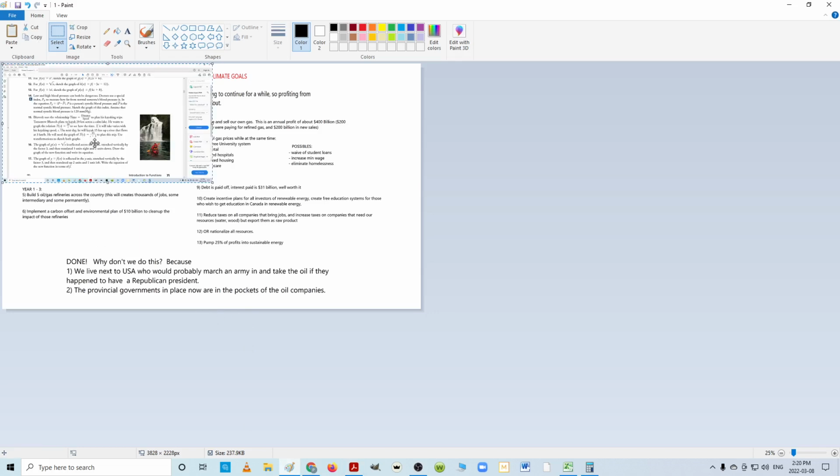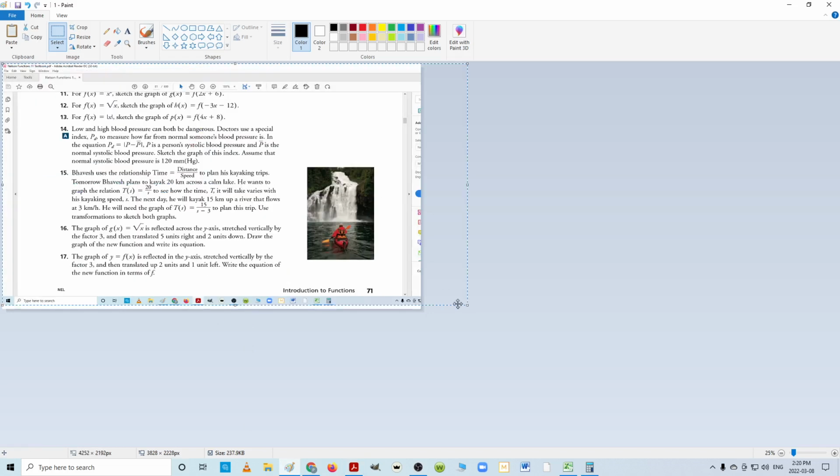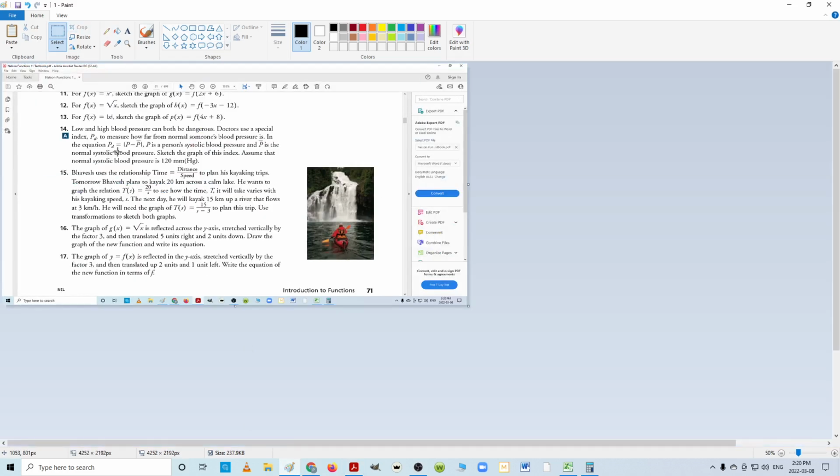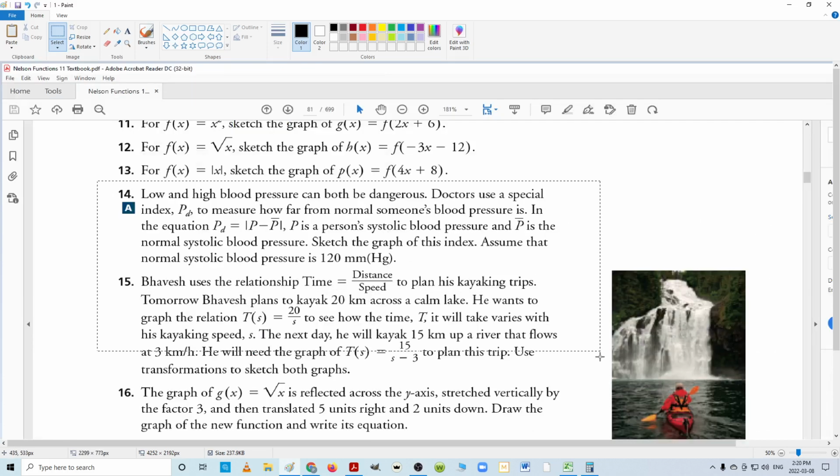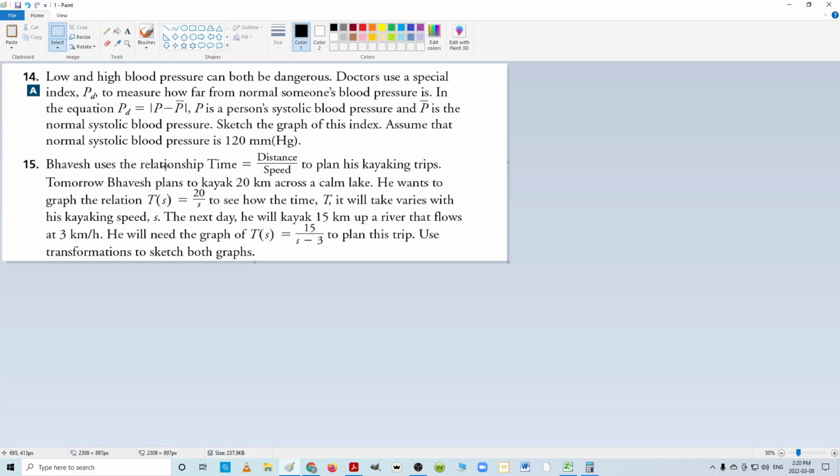Okay, let's see if I can do that. There we go. Crop, zoom in. Let's try to grab 2 of them at a time. Here we go. And there we go.